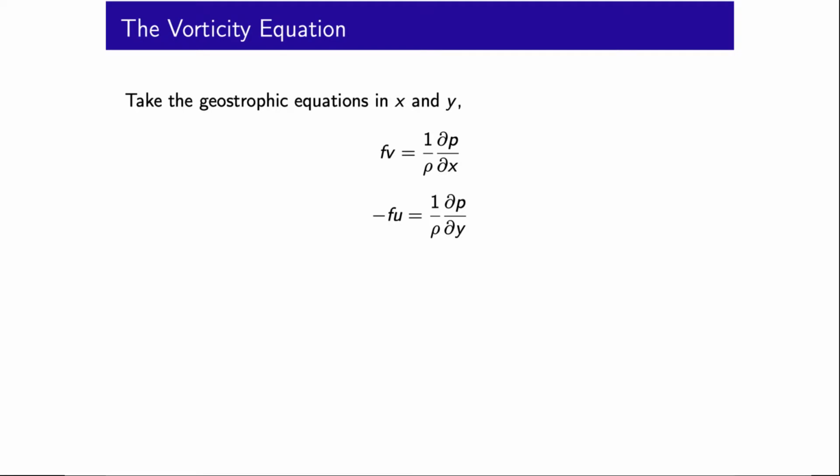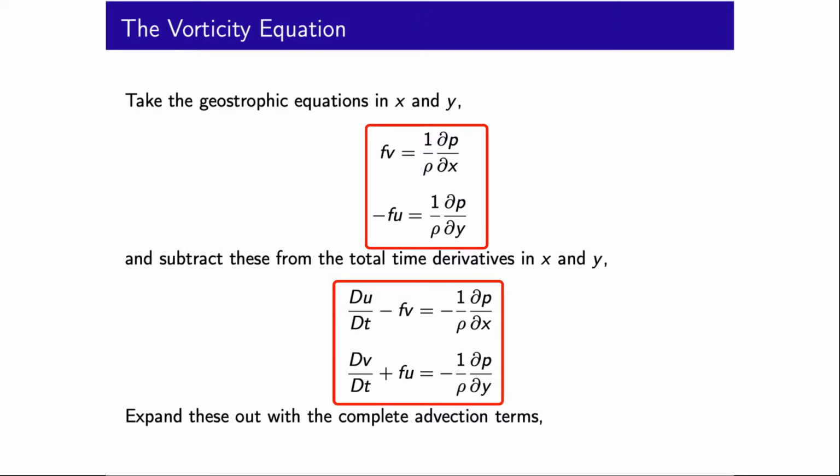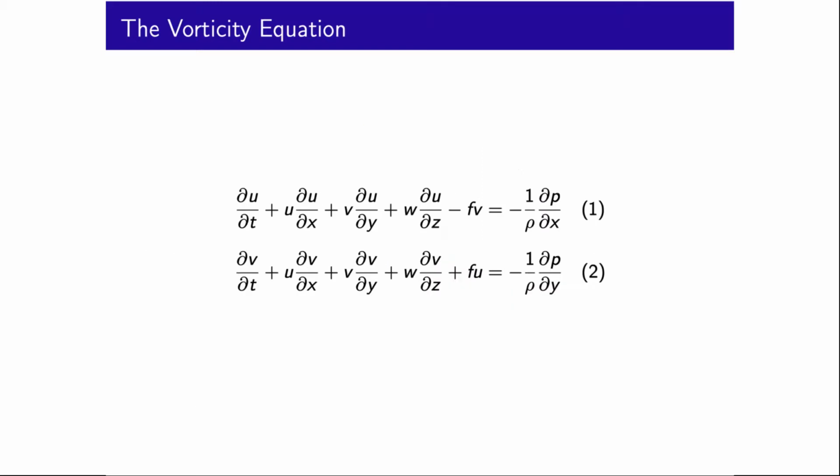So we begin with the geostrophic equations in x and y, and we subtract these from the total time derivatives of the flow in the x and y directions. We can then expand these out to get a pair of equations with the complete set of advection terms.